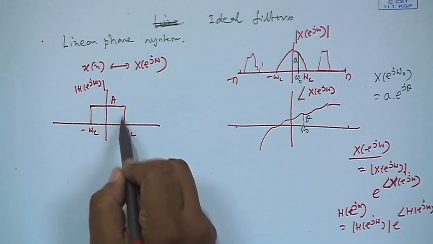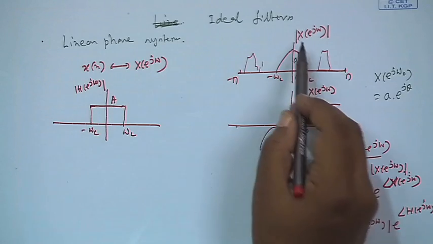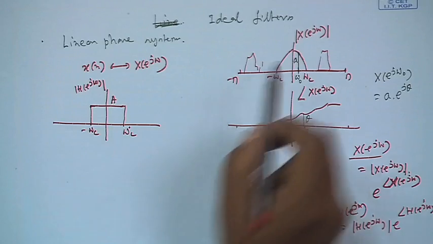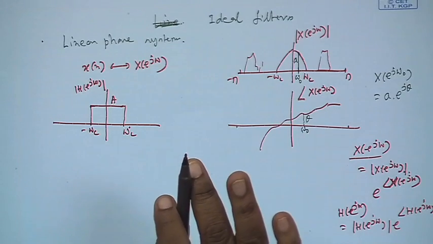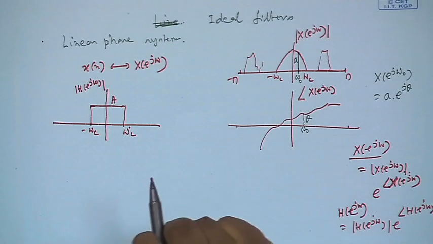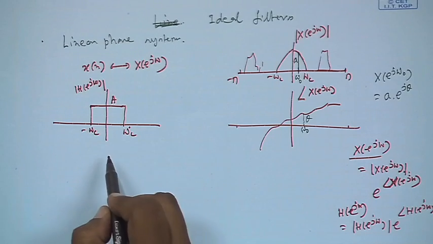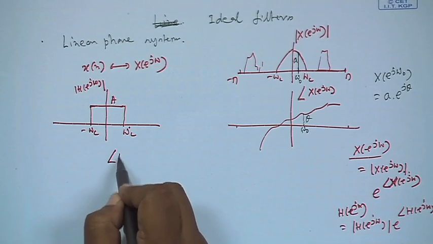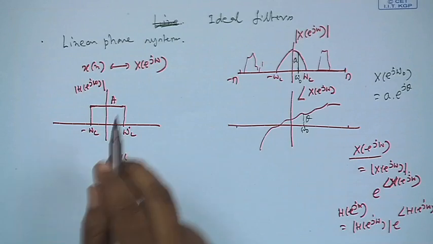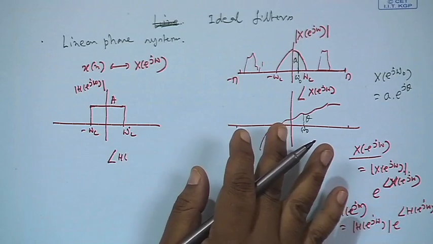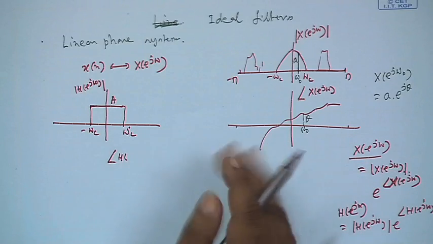Magnitude response is constant, so |X(e^{jω})| times A within this band. The shape will be constant, it will not change. Phase: the question is what is the phase? Our claim is about this angle, for perfect reconstruction, that is for the output to be the same as the input, maybe with a delay, but otherwise the same as the input.